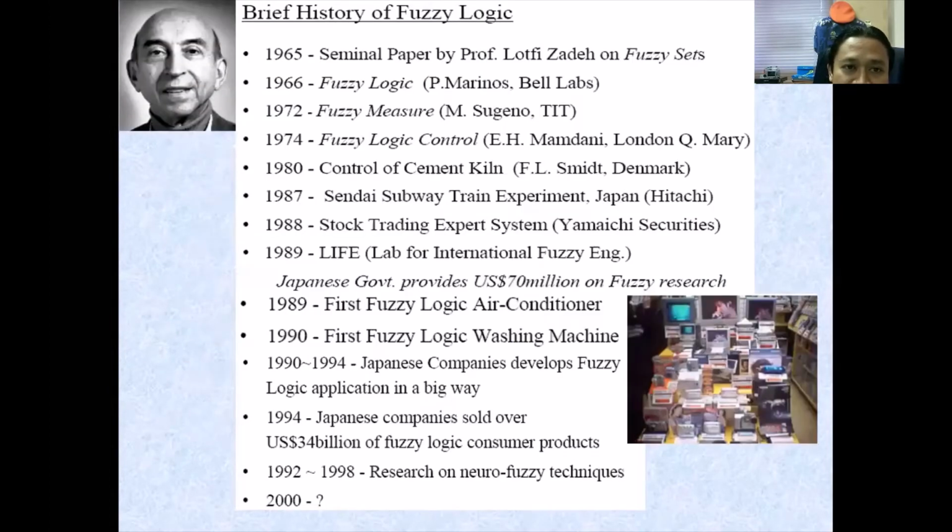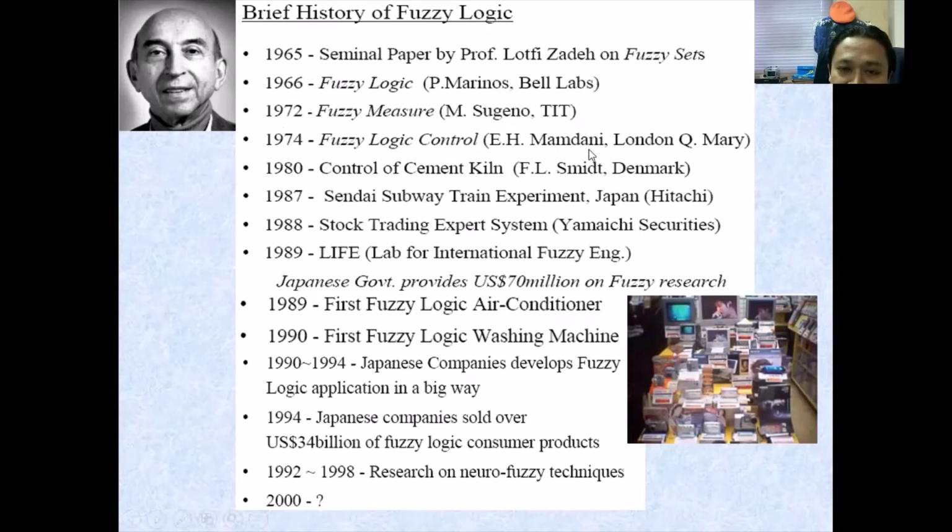All right, so this is a brief history of fuzzy logic. This one I will not explain in detail, you can just see here. Fuzzy logic started in 1955, introduced by Prof. Lotfi Zadeh. Then in 1966, fuzzy logic by Marinos. In 1972, fuzzy measure by Sugeno. And in 1974, we have the fuzzy logic controller, fuzzy logic control, by Mamdani.